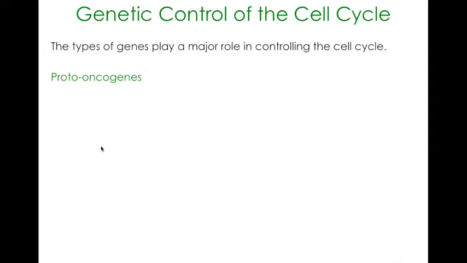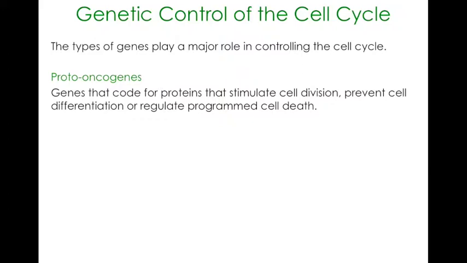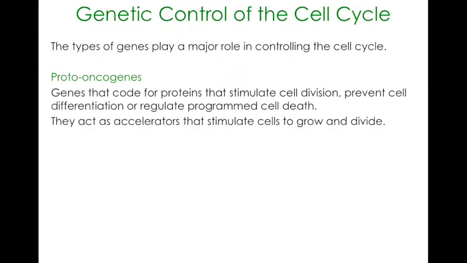Now, the first class of genes we have are what we call proto-oncogenes. Okay. Now, proto-oncogenes are genes that will stimulate cell division. What that means is they want the cell to divide, so they push the cell forward through that division process. And what it does is it stops the cell from differentiating or regulating its own programmed cell death, and it continues and promotes growth. And that's what it wants to do. It accelerates the cells to grow and divide.